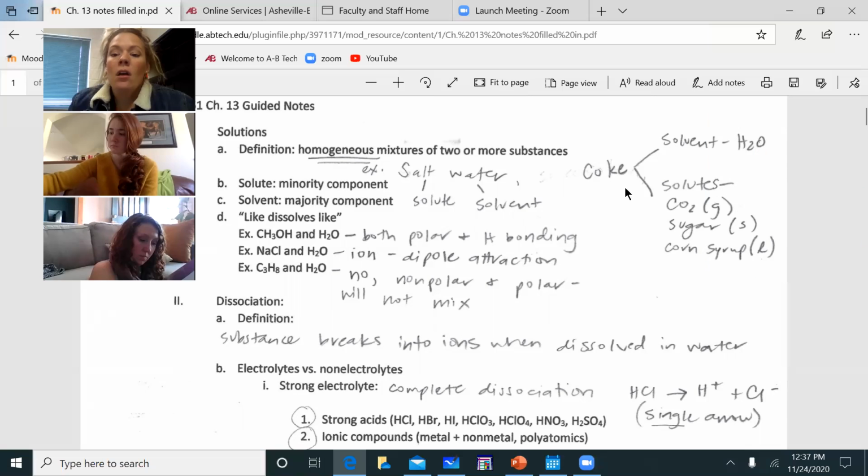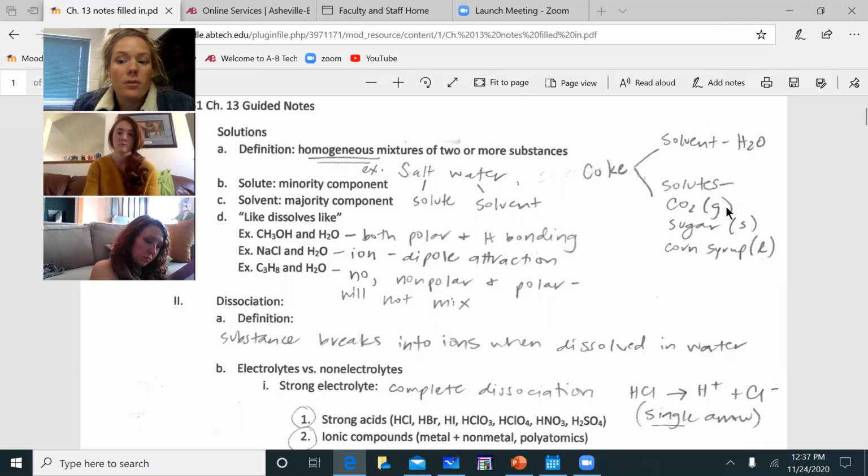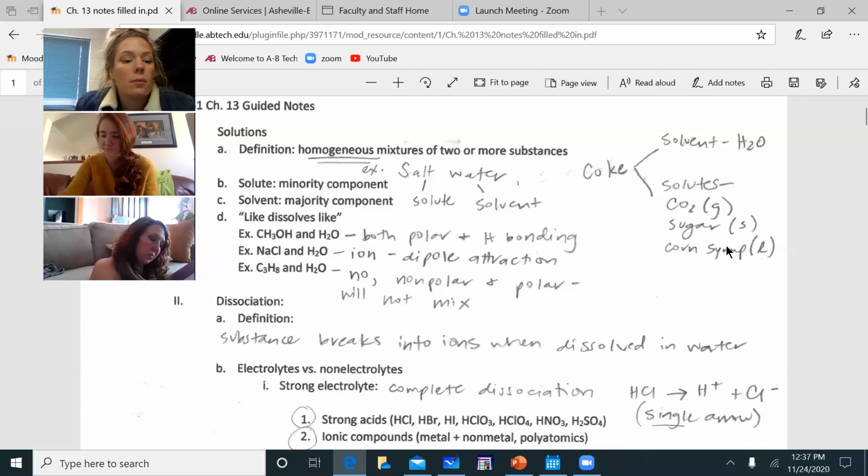Over here, we have a can of Coke, which is a good example of a solution that has a couple different things in it. The solvent is water, so most of what's in a can of pop is just H2O. Then we have CO2, which is a dissolved gas. That's what gives it that effervescent, fizzy quality. We have dissolved sugar, normally a solid, and then corn syrup, which is a liquid.